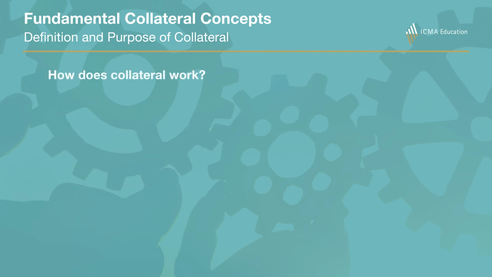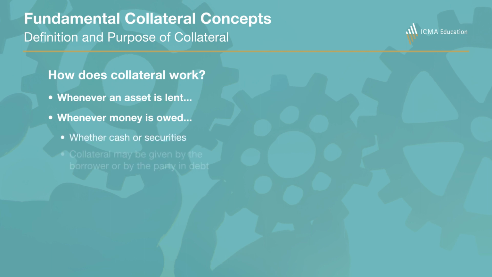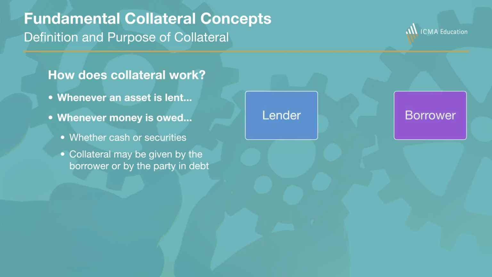Let's look at how collateral works. Collateral is used whenever an asset is lent and whenever money is owed, as in an OTC derivative. Whether cash or securities, the collateral may be given by the borrower or by the party in debt. To better understand how this works, let's have a look at these two diagrams. The first diagram applies to repo transactions.